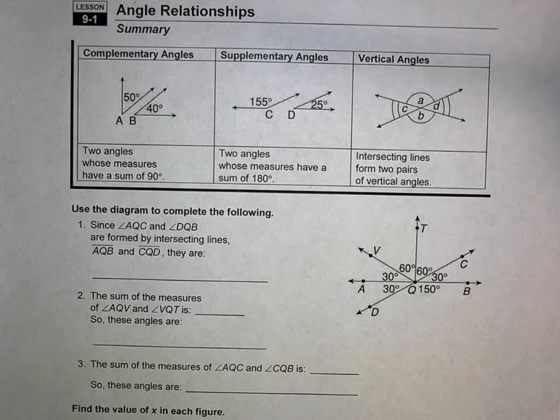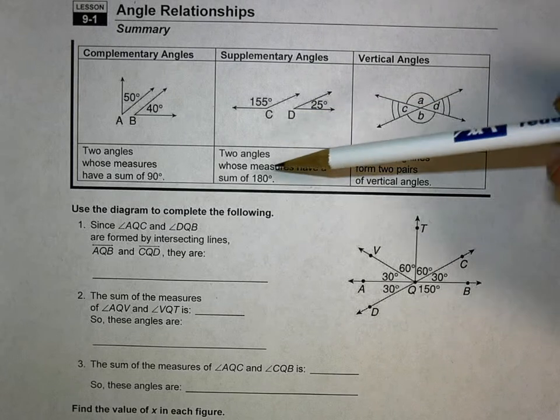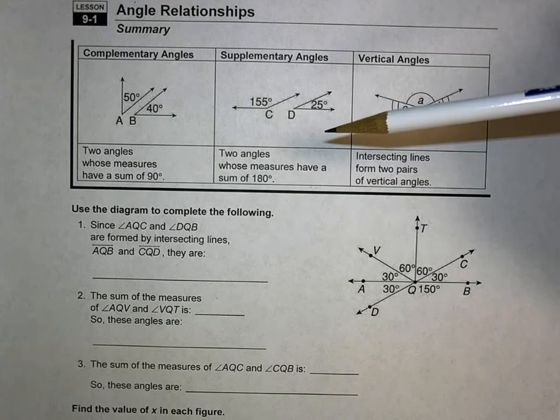So complementary angles are two angles whose measures equal 90 degrees. Therefore, they're a right angle together. Supplementary angles are two angles whose measures have a sum of 180 degrees.